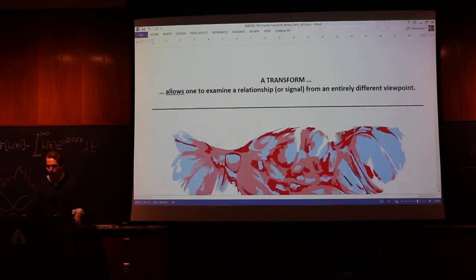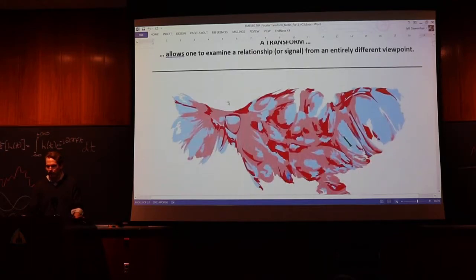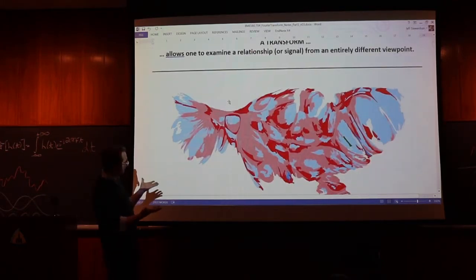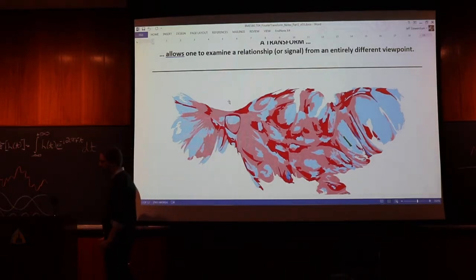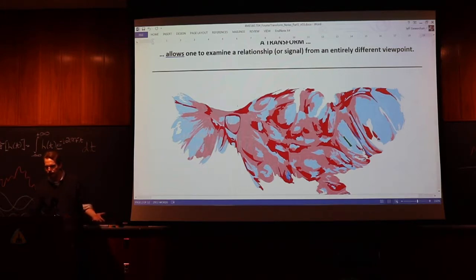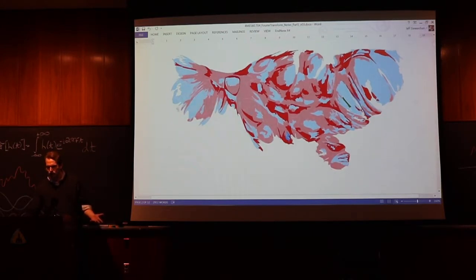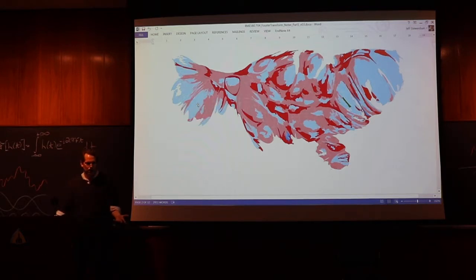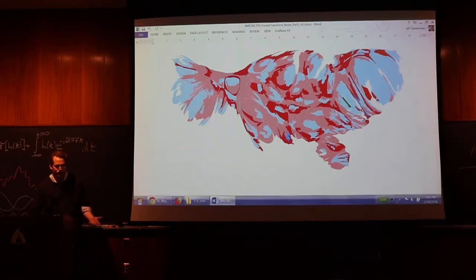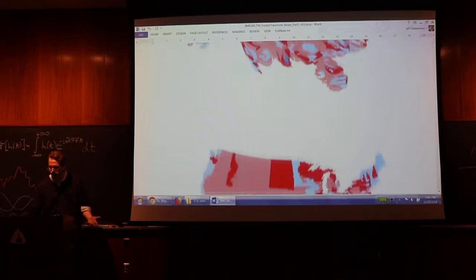All right, so let's warm up a little bit more. We want to examine a relationship or a signal from an entirely different viewpoint. So, for example, this is a representation of something that has gone through some kind of weird transform. Do you recognize it? Is that an electoral map? Yeah, right. It's the United States transformed such that the area of blue or red or green is in proportion to its representation in the U.S. House of Representatives. So it's proportional to population.